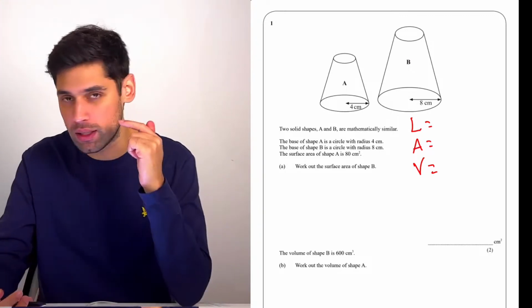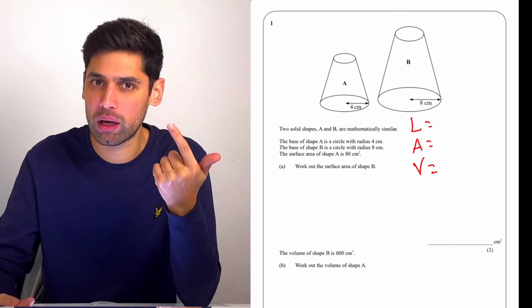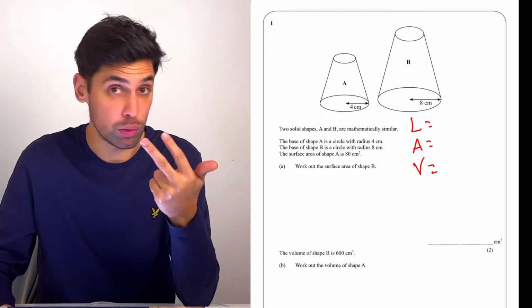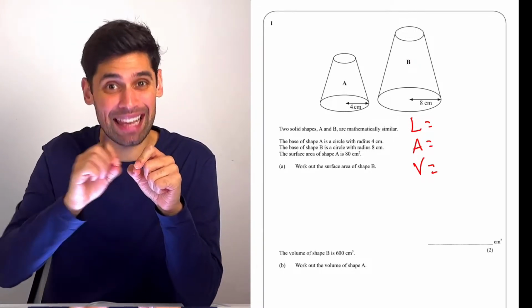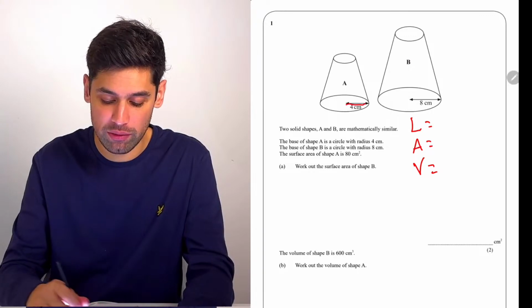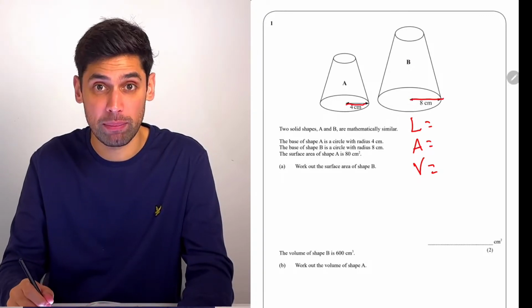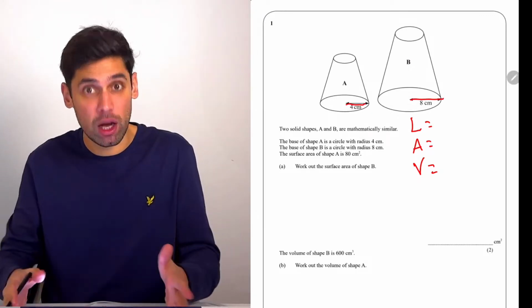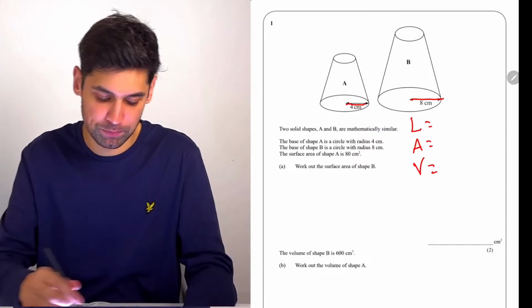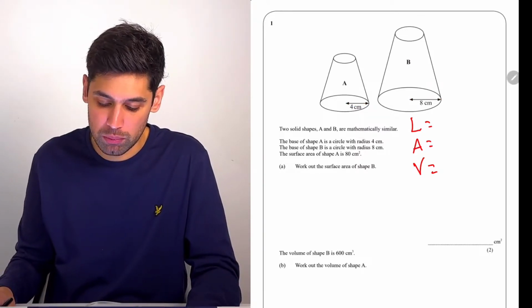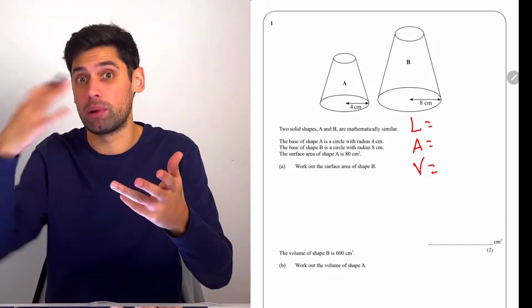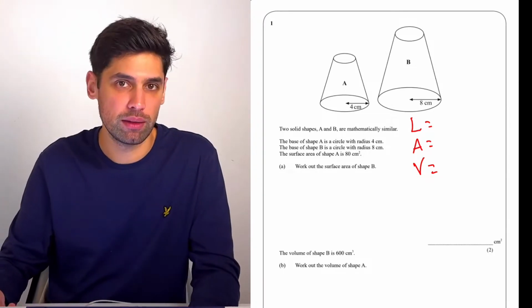Now, is a radius a length, an area, or a volume? Well, radius is the length from the circumference to the center. It is a length. So because we know a length of the small shape and a length of the big shape, we can use those to find the scale factor of the lengths. And we do it the exact same way we did before, by just figuring out what we times one of them by to get the other one. And quite simply, this is 2.